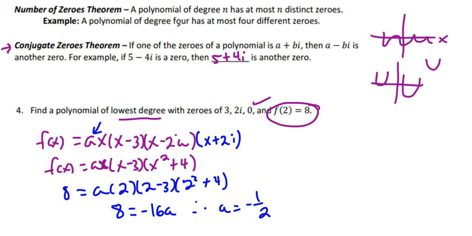And my final answer is this. f of x is equal to negative 1/2 x, I didn't have to put that in parentheses, x minus 3, and x squared plus 4. And I could have multiplied these out if I wanted to. This goes back to something I said earlier, that a higher degree polynomial can always be factored into linear factors and quadratics, but the quadratics may not be reducible. All right, so we're talking about the fundamental theorem of algebra here.